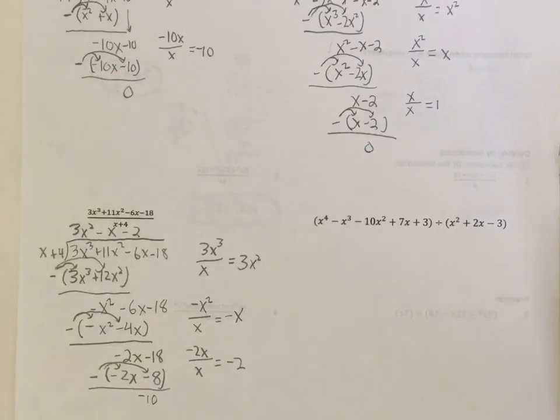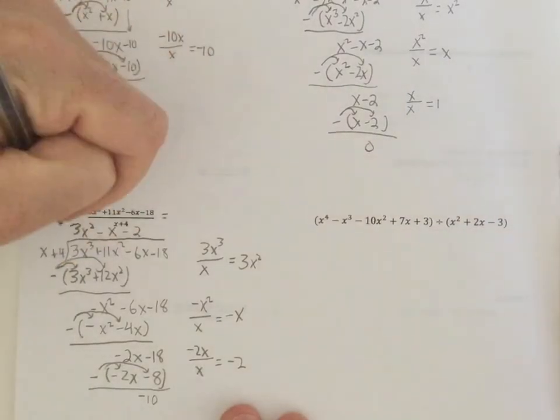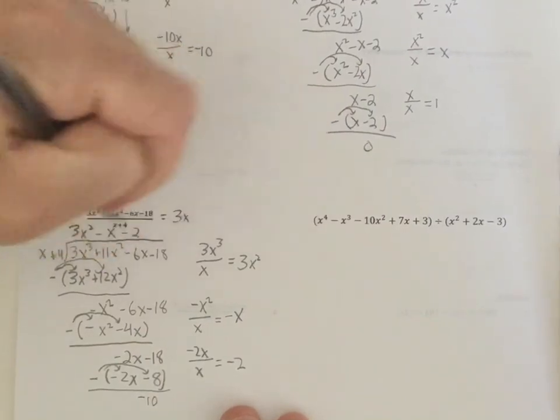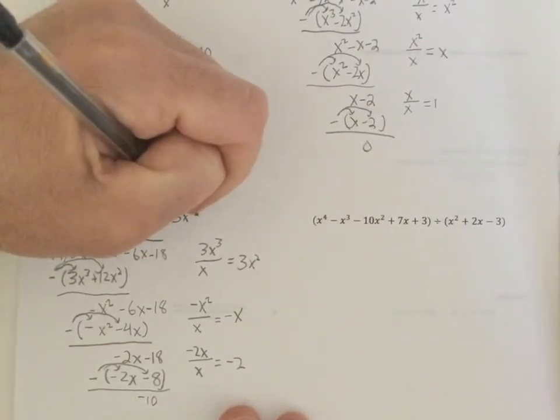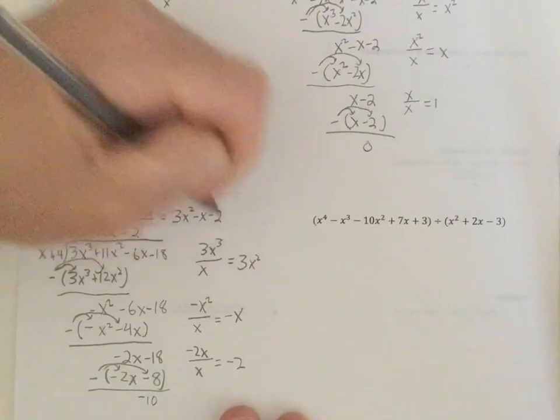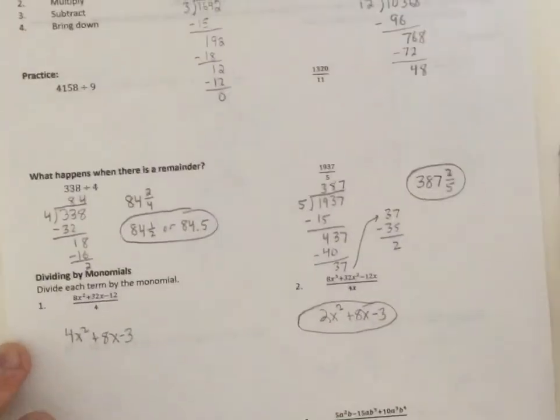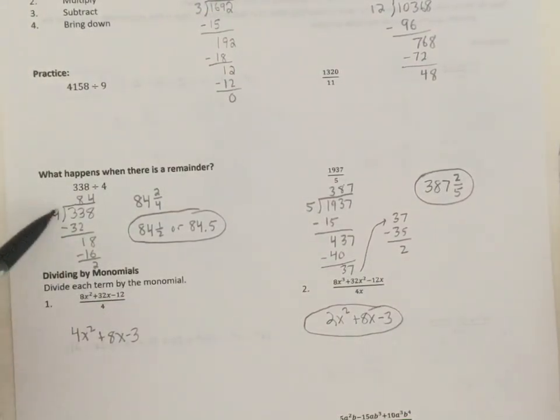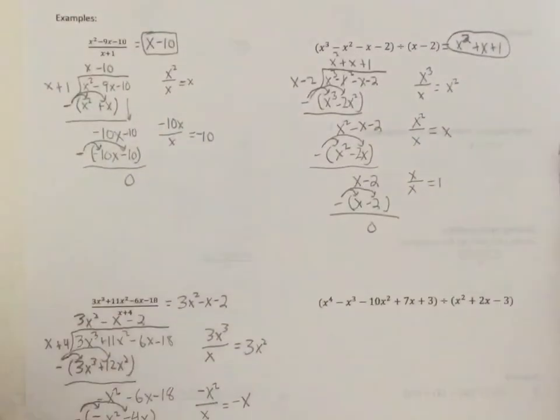So the way I'm going to write my answer is I'm going to have whatever I have up here, 3x squared minus x minus 2. And then if you kind of recall how we did the remainder on the other side, we took whatever the remainder was, that was our numerator, and our denominator was the divisor. So I'm going to do the same thing here.